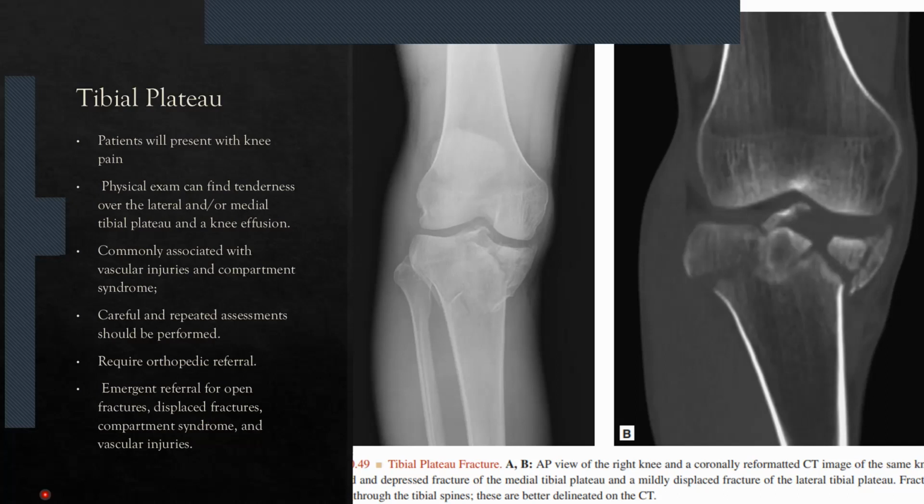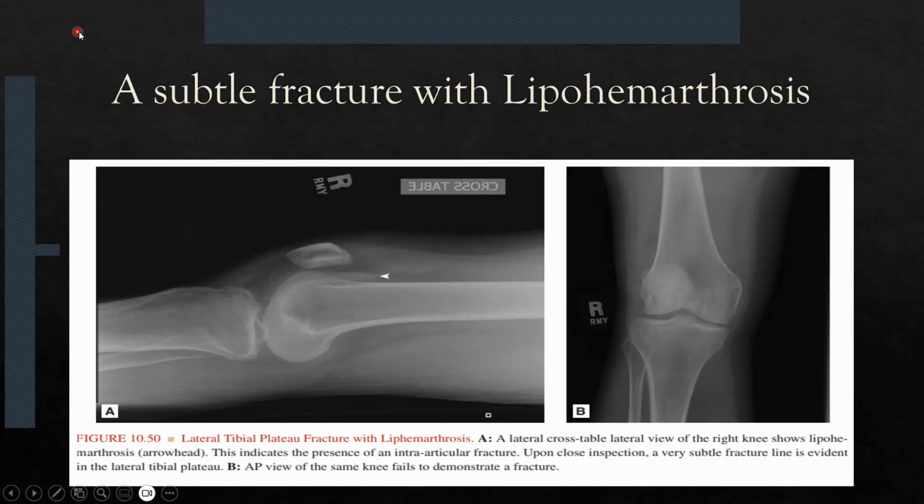Let's just get on to the next part. So sometimes these can be very subtle. If you had to look at this particular X-ray, just have a quick look at it, you might find it very hard to actually pick up a fracture. But what you might get is lipohemarthrosis. So lipohemarthrosis, indicated here by this arrow that you can see, is actually an extrusion of fat and of blood from the bone once it's fractured.